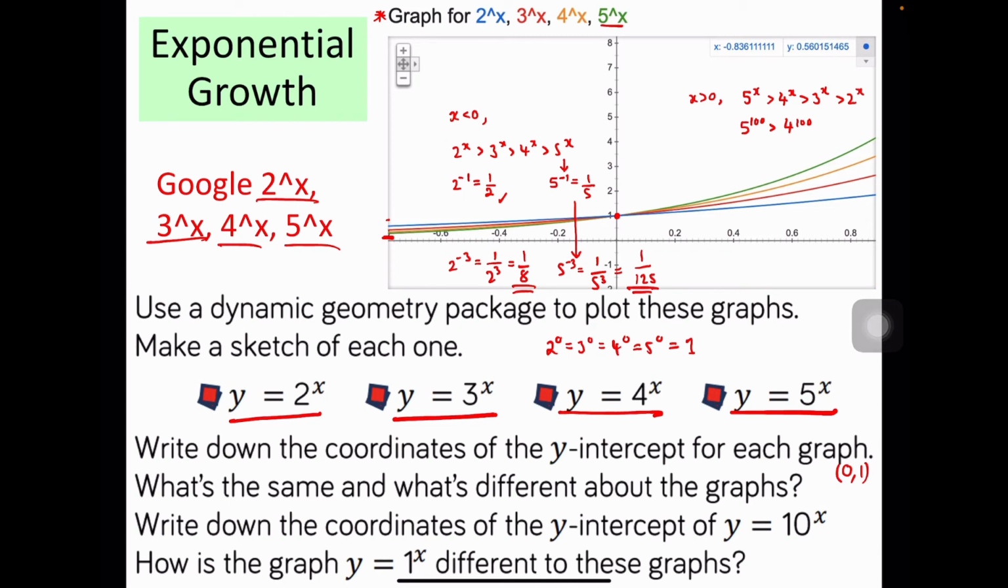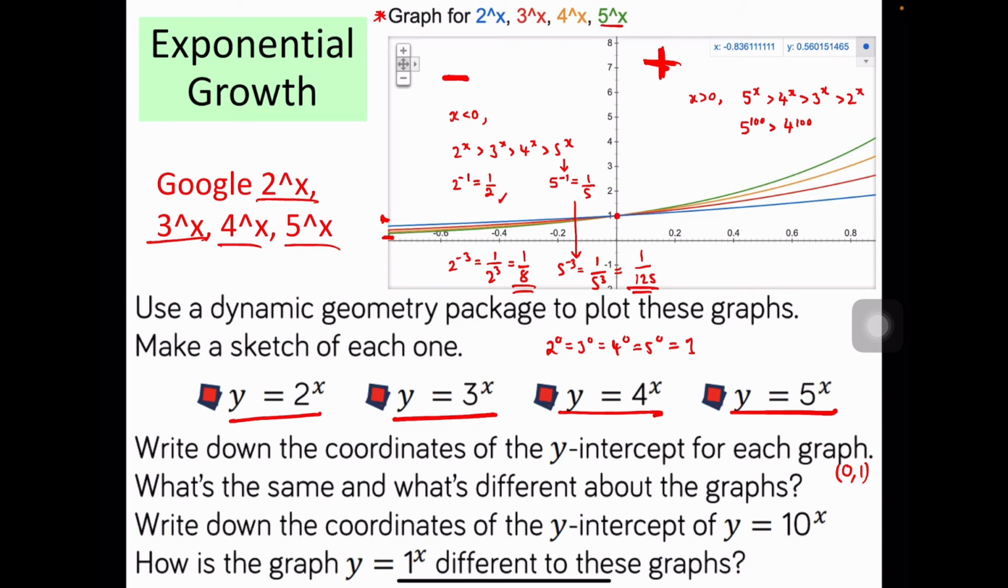What's the same and what is different? Well, we discussed some of the similarities. The y-intercepts are the same. The shape of all the curves are the same. What is different? Well, some are more steep than others. And of course, what we discussed here is a key difference. When x is positive, 5 to the x would give the largest values, and when x is negative, 2 to the x is obviously the highest curve, as you can see here.